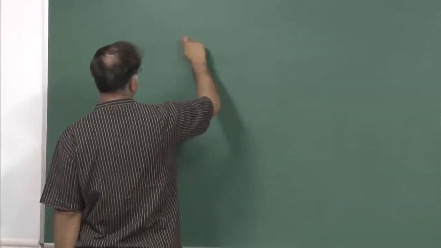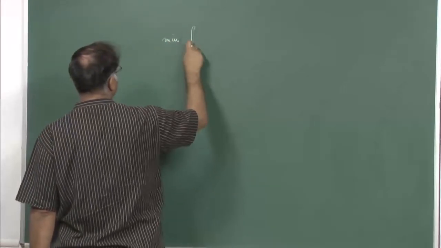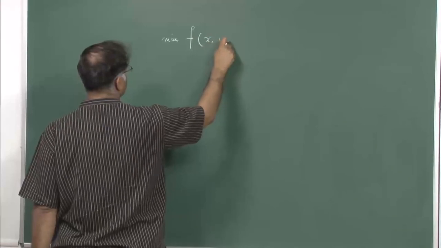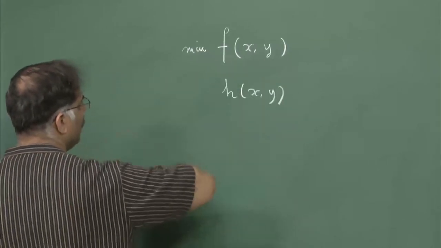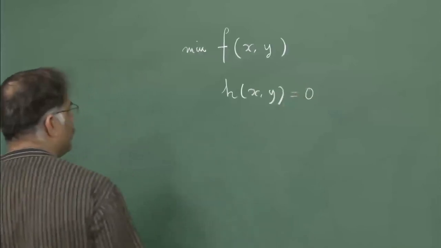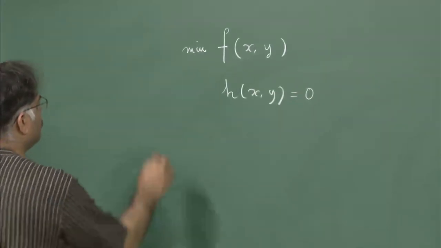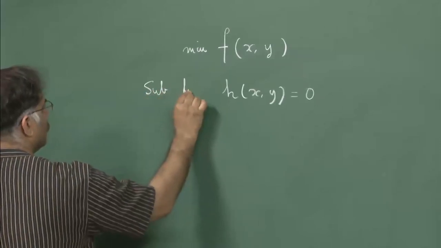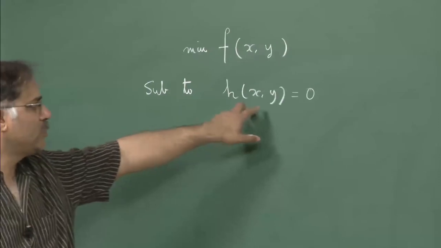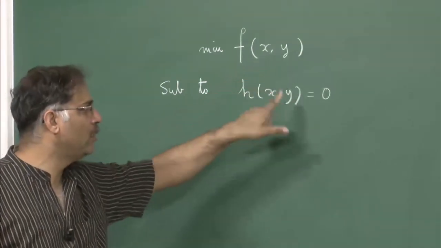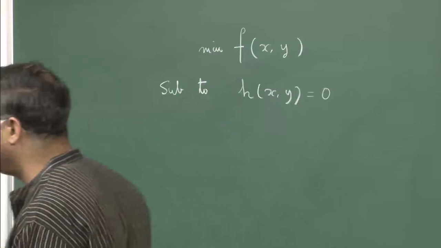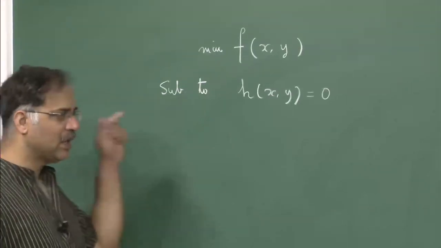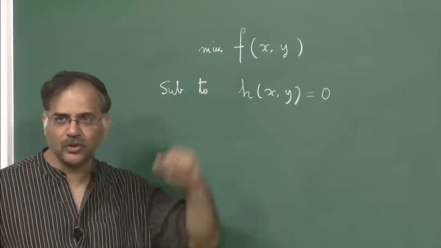Now, let me start with a problem which you study in calculus. When you study functions of two variables, you are usually asked to look at a problem like this, where you minimize a function of two real variables x and y, subject to another function satisfying h(x, y) = 0. So, basically take all those (x, y) which satisfy this, and among those find the one which minimizes this function. Now, the problem is, how do I go about it? If I am just given this problem, how do I start to visualize an approach to the solution?